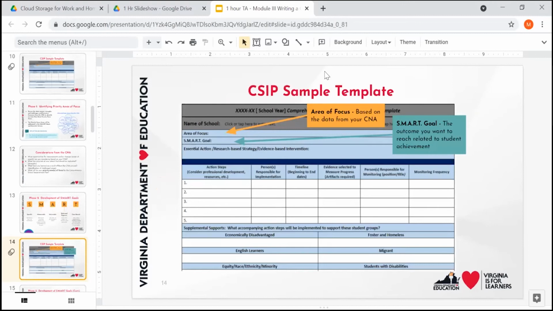So, back to our template that we shared before. We're going to be sharing the resources, slides, and so on in the next few days through an email to your Office of School Quality contacts, so you'll be getting some of these materials. The SMART goal, as you can see on here, is that outcome you want to reach related to student achievement. Keep that in mind. There are so many other pieces we get hung up on as school and division leadership, but keep that student achievement piece in mind when we develop our SMART goals.